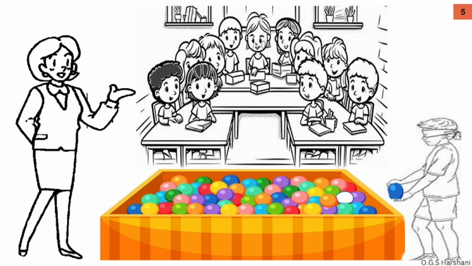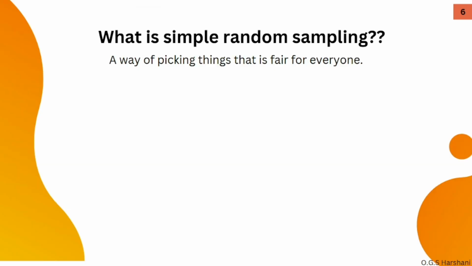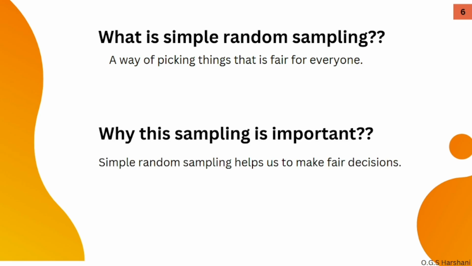Let's try it yourself. You will put all the classmates' names in a hat, mix them up and pick one name with closed eyes. The selected person will be the class monitor. Now, according to you, what is simple random sampling? It is a way of picking things that is fair for everyone. And why is this sampling important? Because it helps us to make fair decisions.